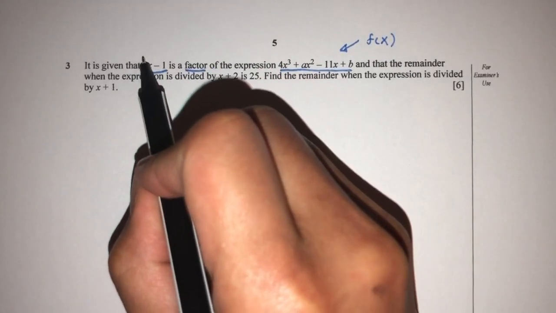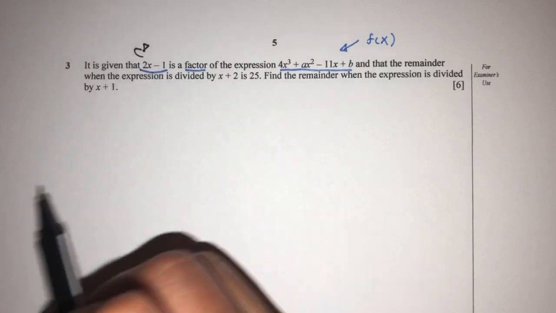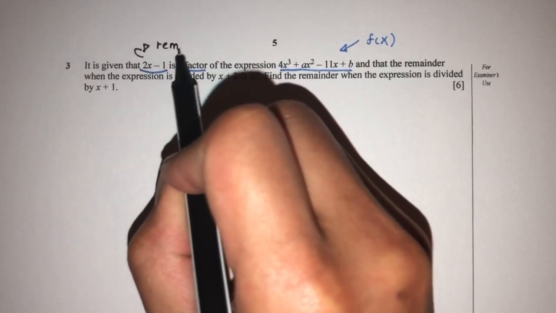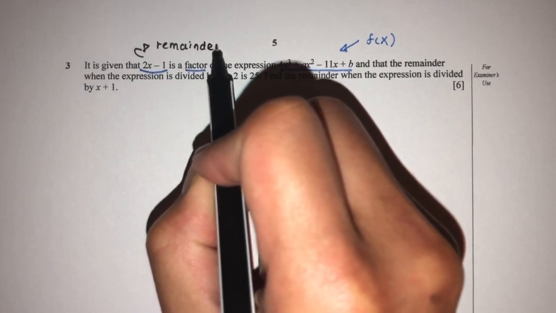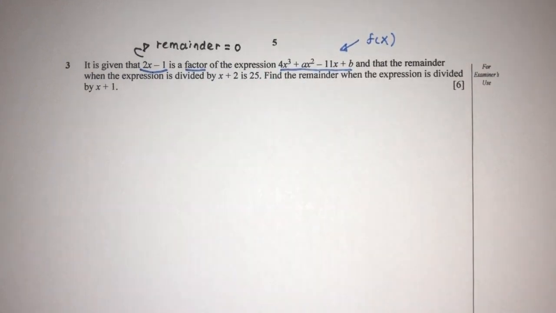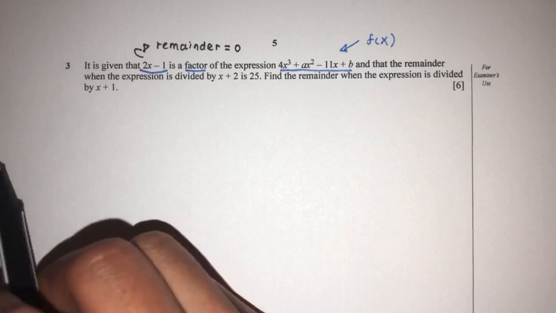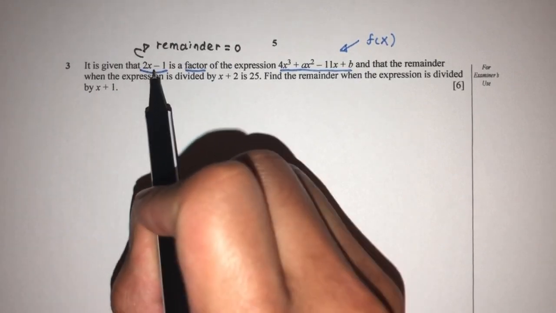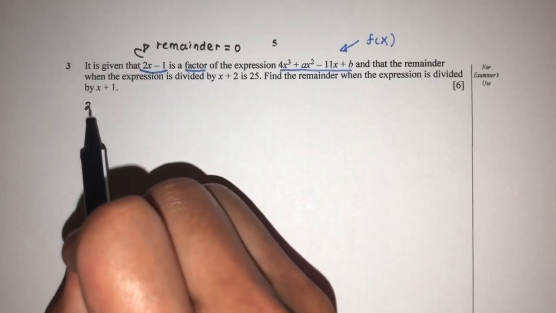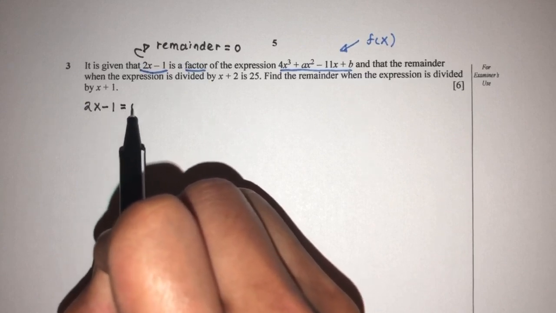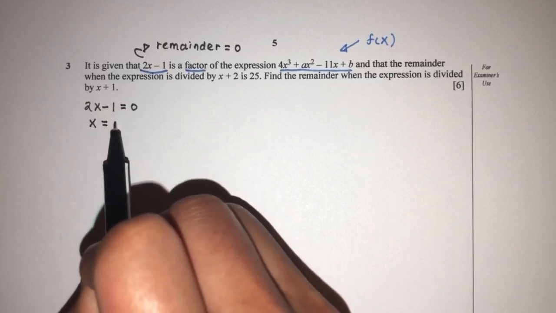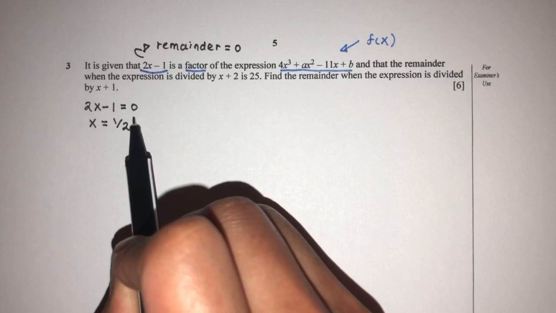Now, you know that when your expression is divided by the factor, the remainder has to be what? The remainder has to be 0 when divided by a factor of that expression. Now, what is the value of x? So pretty easy. We just have to equate that to 0. So we have 2x minus 1 equate to 0. X will be 1 over 2. So that is the value of x that we have to use.